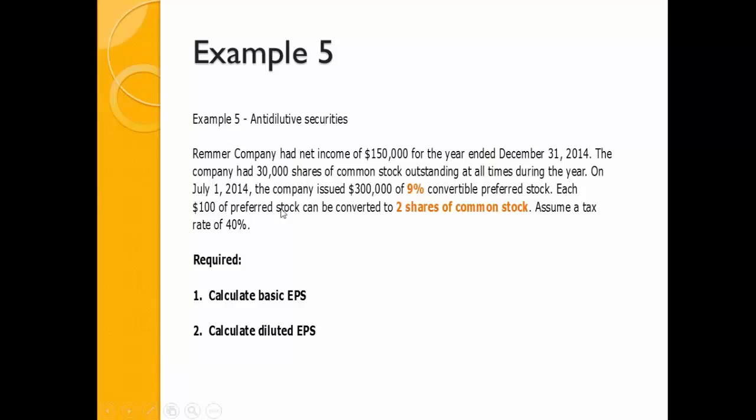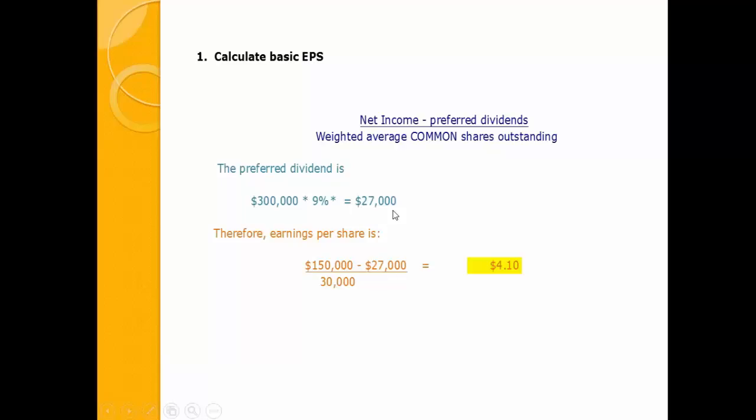So $27,000 is the numerator if it was issued on January 1st. In this case, it was issued on July 1st. But again, whoever put these notes together didn't take this into consideration. So what we have is $27,000 here. So the earnings per share is $150,000 minus $27,000 divided by 30,000. If we were to consider this from the perspective of issuing the stock on July 1st, we would take half of the $27,000 and subtract that from net income, and divide that by the outstanding shares.